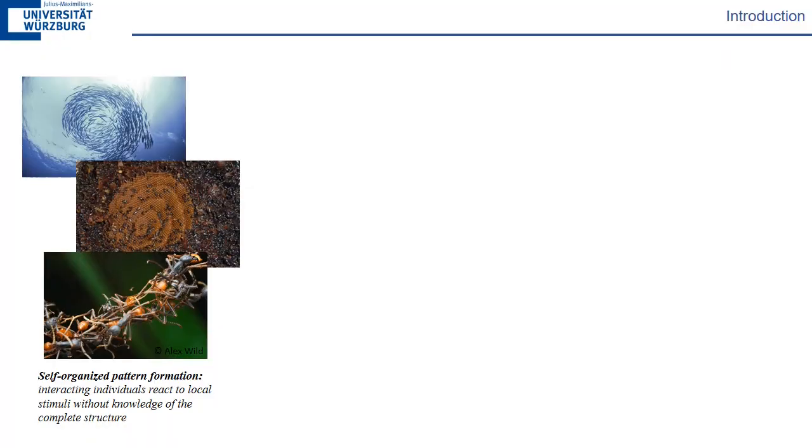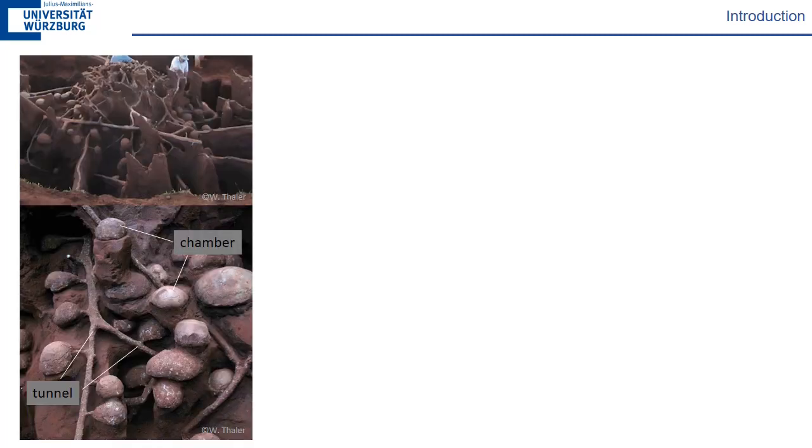Animals are able to collectively form patterns by a mechanism called self-organization, where individuals react to simple local cues without overview of the complete pattern. Leaf-cutting ants are able to build one of the most impressive patterns in the animal kingdom, their complex underground nests. But if you look closely, they are usually only composed of two different structures, namely chambers and tunnels. So how are these tiny individual workers able to build such a nest?